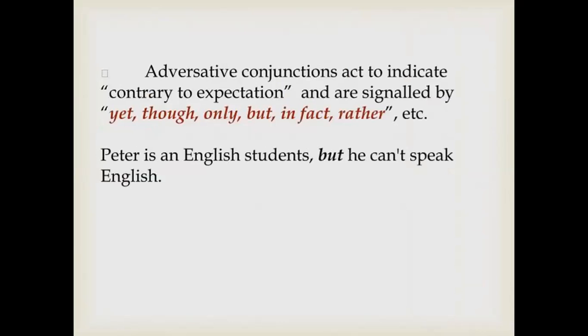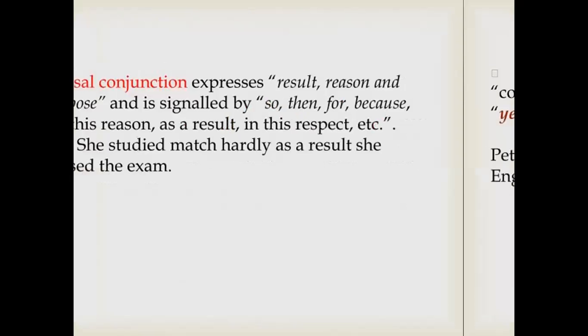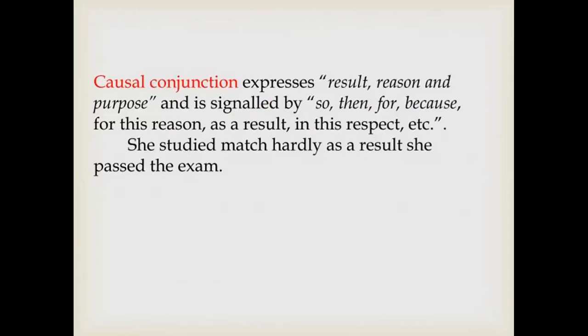Adversative conjunctions act to indicate contrary to expectation and are signaled by yet, though, only, but, in fact, rather, and so on. Peter is an English student, but he can't speak English. Causal conjunction expresses result, reason, and purpose, and is signaled by so, then, for, because, for this reason, as a result, in this respect too. She studied much harder; as a result, she passed the exam. This is called causal conjunction.